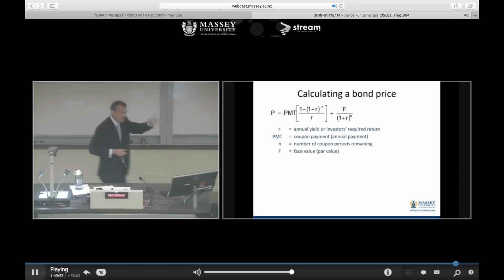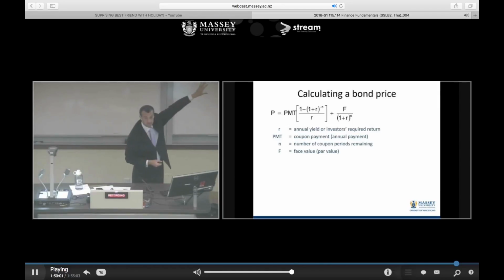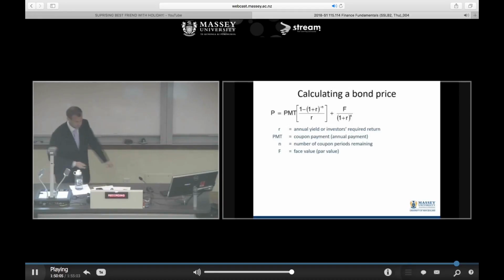But the $9 each year for 5 years, that's an annuity. It's the same every single year. So we're just going to grab the annuity formula. That's the first part of it. That's all it is. It's just put together like that.